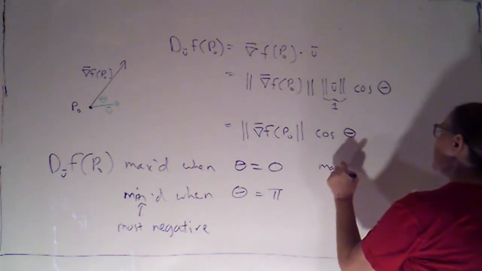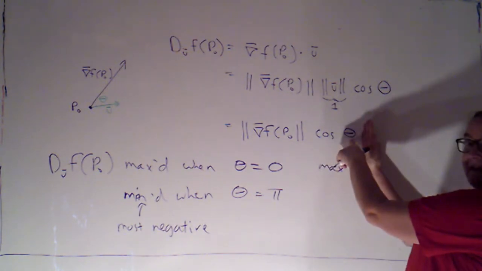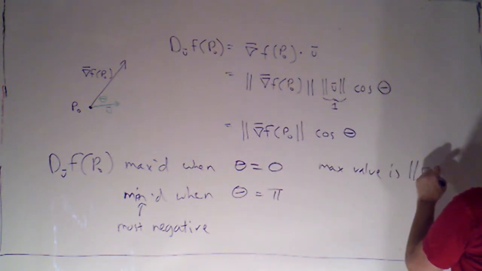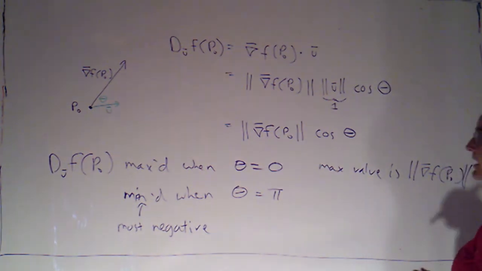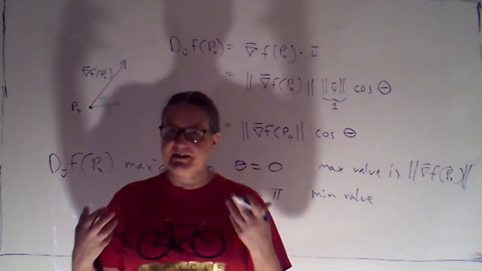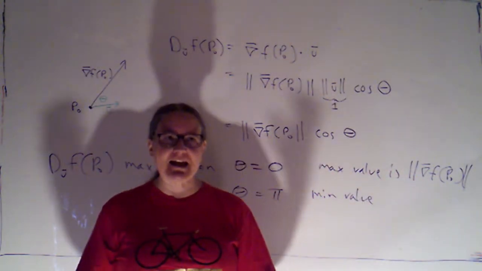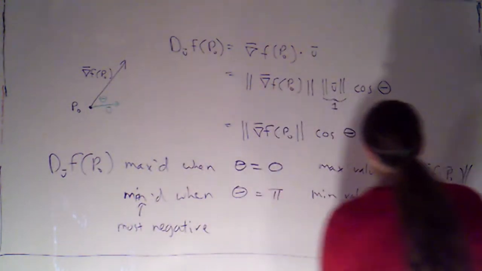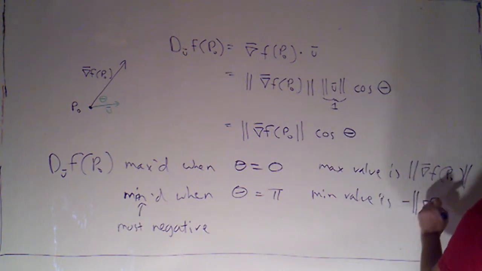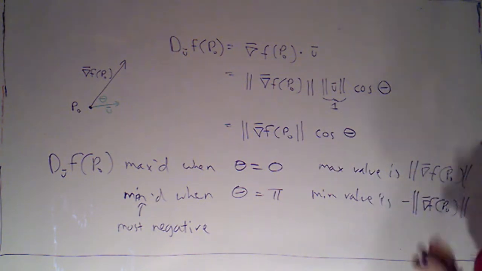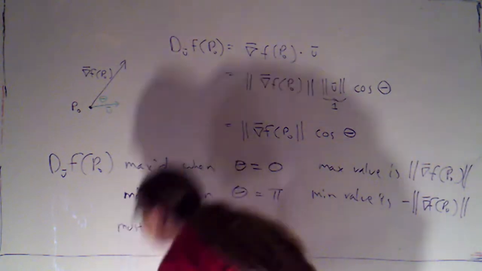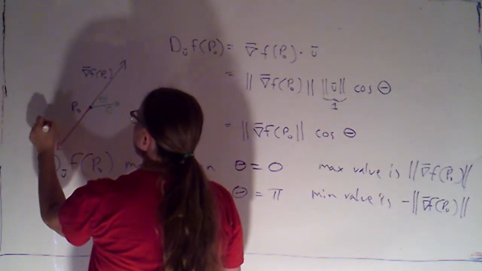And the maximum value is, since if theta is 0, cosine of theta is 1, the maximum value is just the magnitude of the gradient of f at p naught. And the minimum value, which again might be more helpful to think of as the most negative value, the fastest rate at which my function is decreasing, is just going to be negative 1 times this magnitude. Okay, so that's kind of interesting. That establishes this. Let me here draw in the opposite of the gradient.